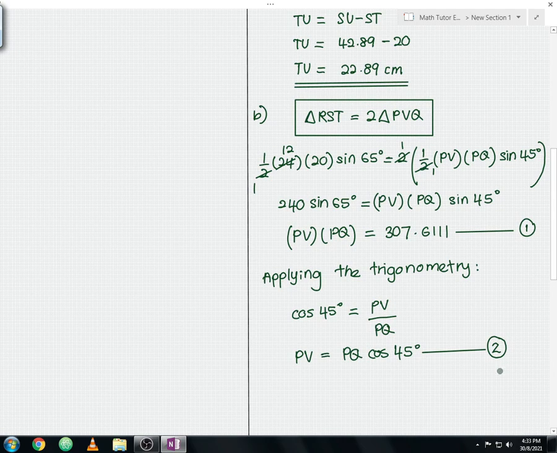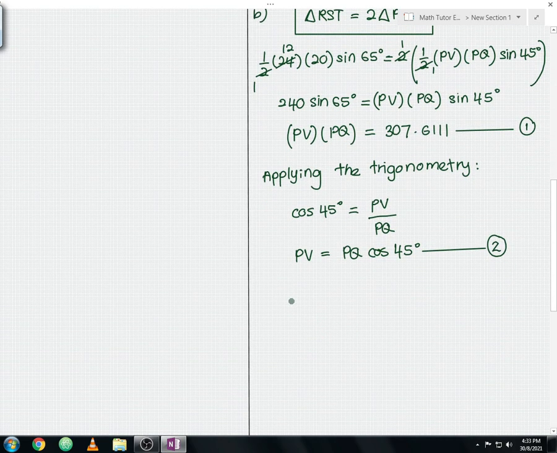Okay. So from here, what we're going to do is use equation 2 and substitute it into equation 1. So let us continue. Substitute 2 into 1. Since your PV now equals PQ times cos 45, we're going to substitute this expression over here.